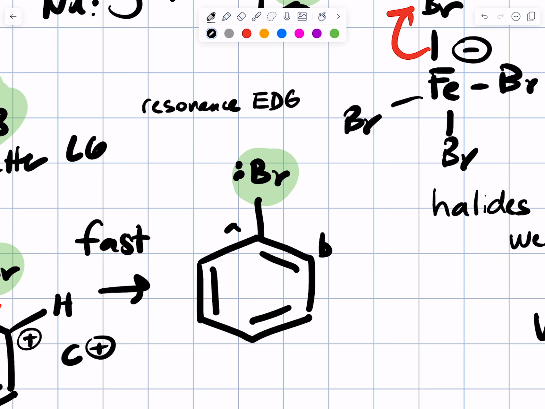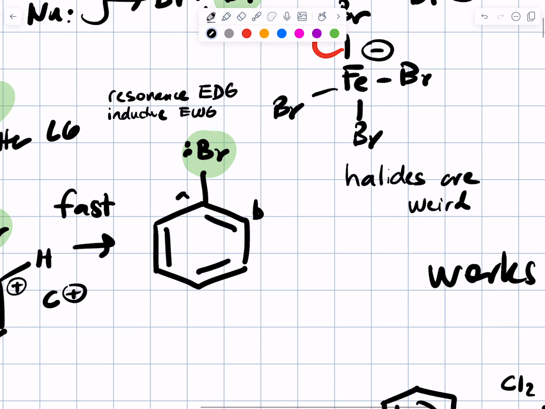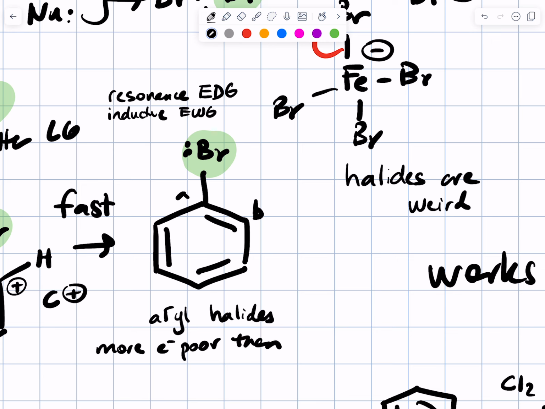However, it also fits the pattern for an inductive electron withdrawing group, in the sense that the halide is more electronegative than carbon, and so it can pull via a dipole electron density out of the benzene ring. So the halides have this dual character. It turns out that in terms of reaction rate, aryl chlorides or aryl halides generally are more electron poor than benzene.